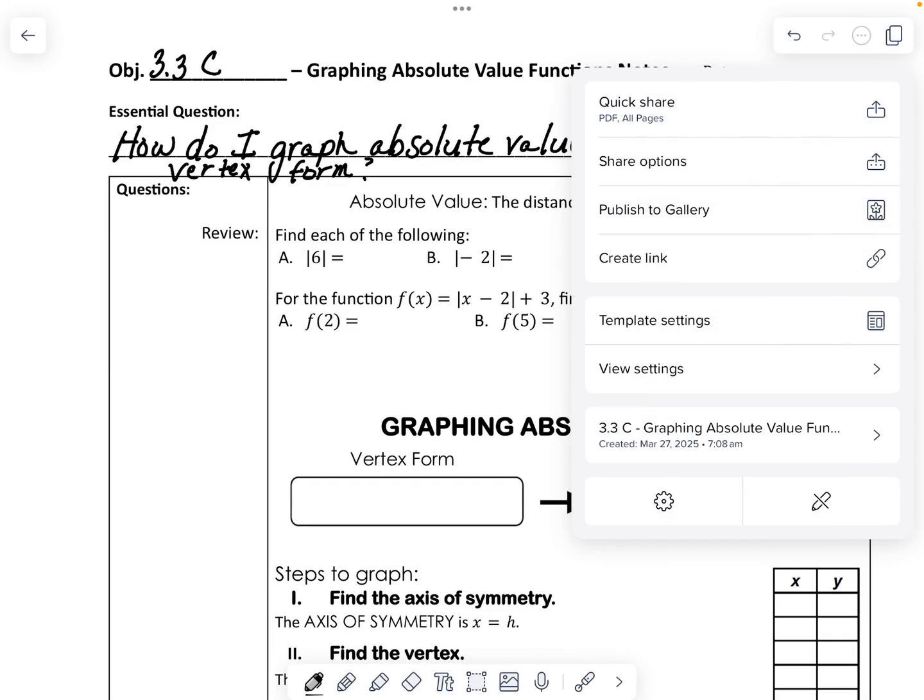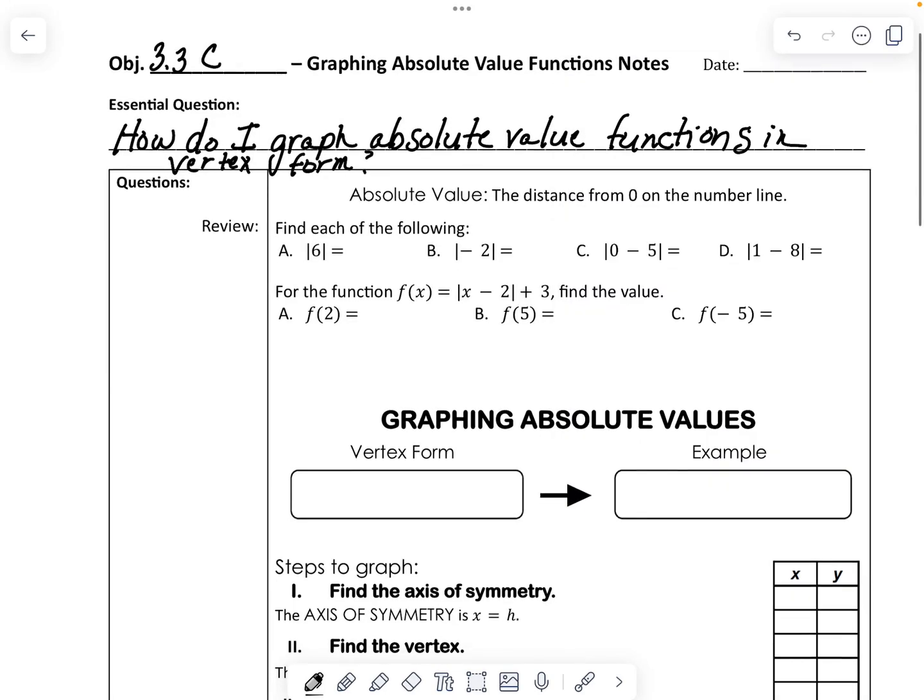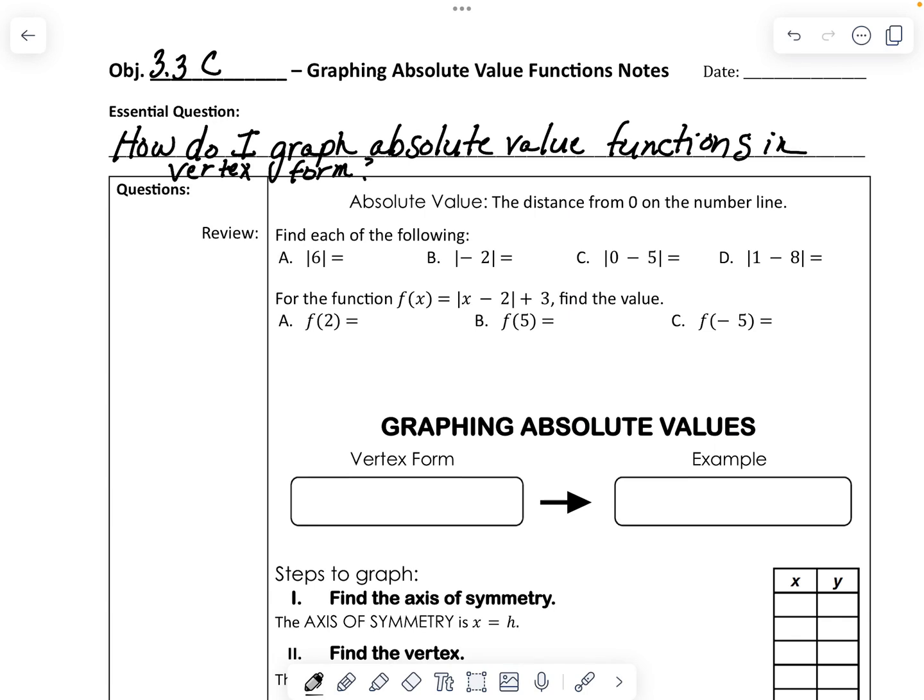All right, so in this video, I'm going to cover 3.3c, graphing absolute value functions. And I'm going to answer the essential question, how do I graph absolute value functions in vertex form? So again, we're going to use vertex form. But let's first introduce absolute value.